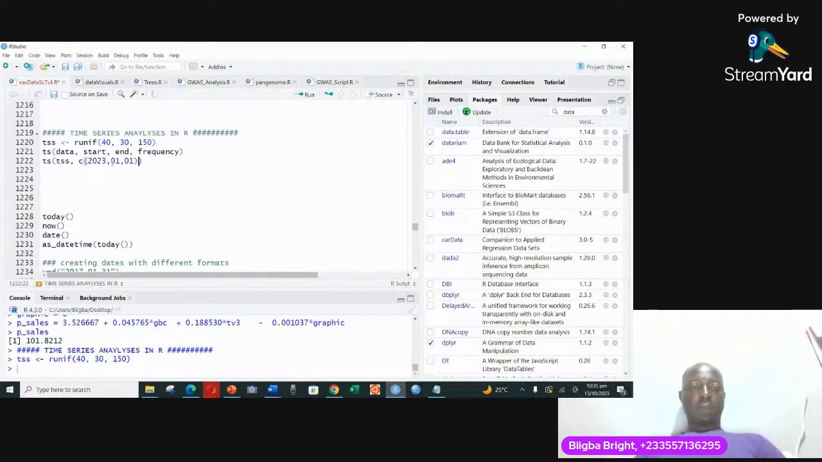If I come out of that, I'll say frequency. You see that frequency will definitely come up because you started with the function TS. Here, the frequency is where we now state it. If I put 12 there, it means, what frequency am I saying?